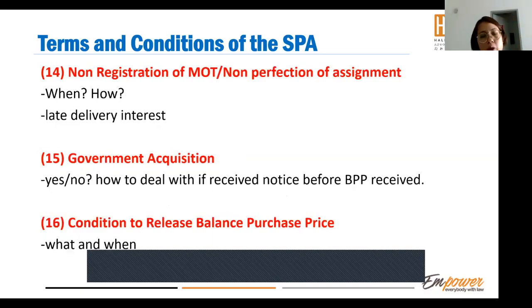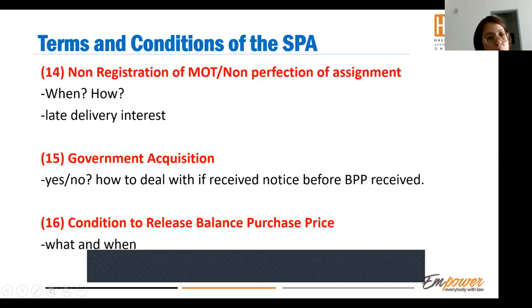And also non-registration of MOT. There's always a clause for this, or for non-professional assignment of property under what we call the master title. Non-registration of MOT: if the MOT is presented for registration or transfer of name but cannot be registered or perfected, not due to any party's fault but due to some other reason, like a policy change, then how are the parties going to deal with this transaction? They can terminate, or there's another way they want to perfect it or get rid of the issue. Please mention it clearly in the clauses of the agreement. There's no late delivery interest for non-registration.